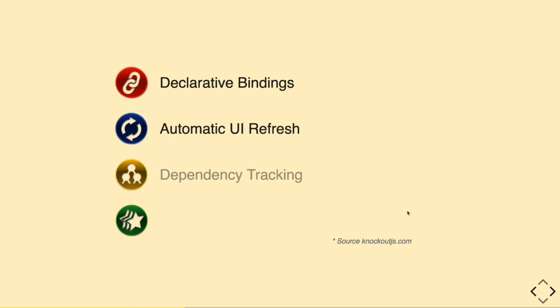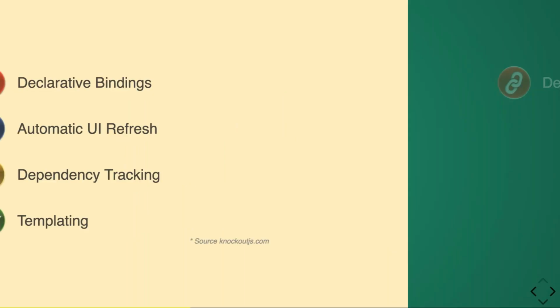There are 4 elements that Knockout provides for us: the declarative bindings, automatic UI refresh, dependency tracking, and templating. We're going to cover the first 2 the most. What are the declarative bindings? What is the automatic UI refresh? And a little bit of dependency tracking. Templating, we're going to mention it, but it's a little bit out of the scope of what we're going to cover right now. But we'll talk about what that's about.